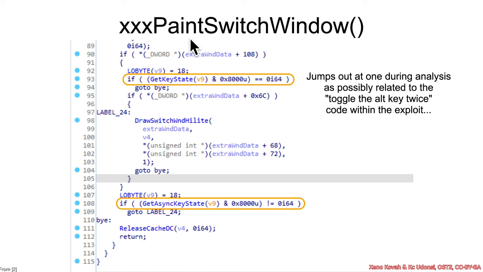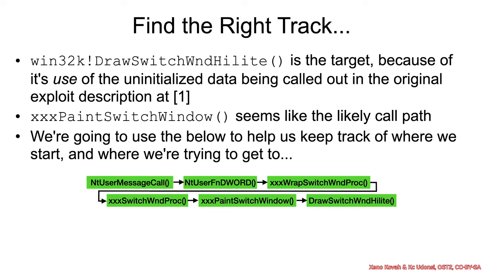Therefore, a reverse engineer would start by digging deeper into this and seeing what the control flow path is that ultimately leads to the exploitable function. So in short, the attacker is trying to figure out how to wind their way with attacker-controlled data through to the draw switch window highlight, because that's what the original description said. And they think it's going to go through paint switch window. I'm going to use this little diagram to give you a sense of where we are as that data flows through this control flow. There's going to be a call to NT user message call, and then it calls through to other functions to ultimately get to draw switch window highlight.